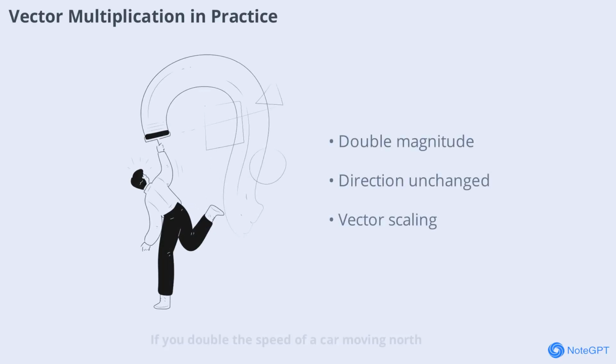If you double the speed of a car moving north, the velocity vector also doubles in magnitude but still points north. This is an example of multiplying a vector by a scalar. The direction stays the same but the size changes.